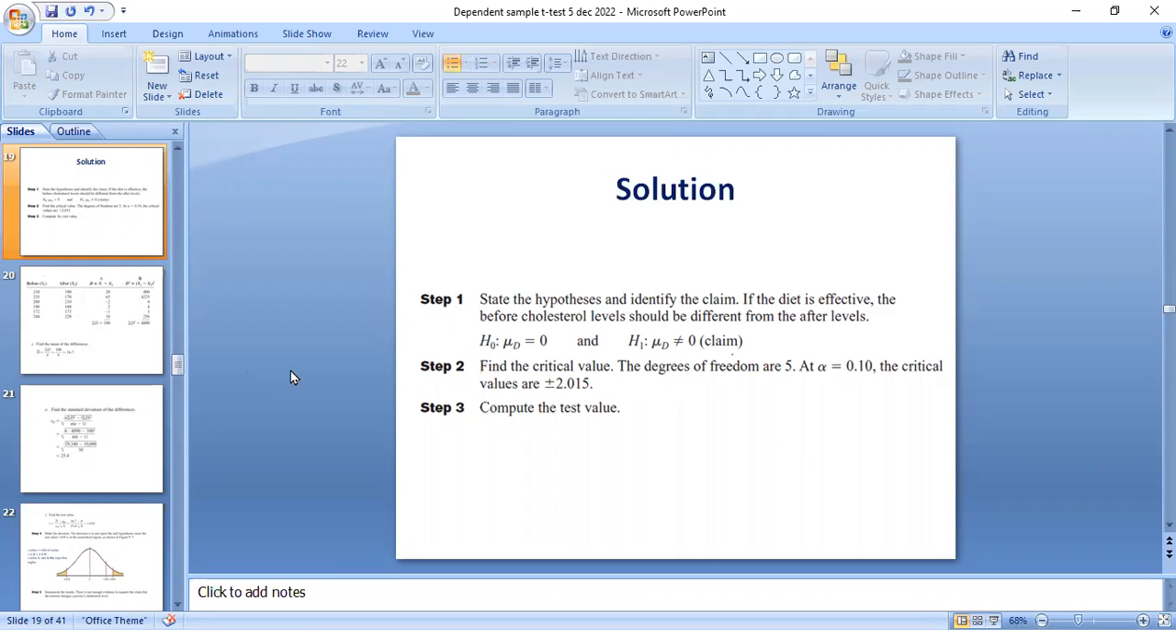In the next step, we will find the critical value. So this is a two-tailed test, and the degree of freedom is 5 as the sample size is 6, and alpha value is 0.10. So the critical value calculated is plus minus 2.015, and in the next step we will compute the test value.